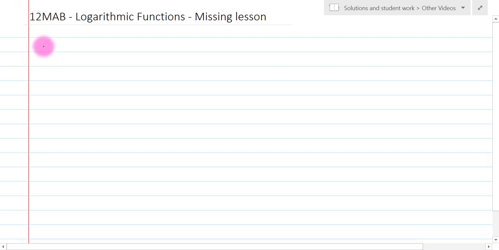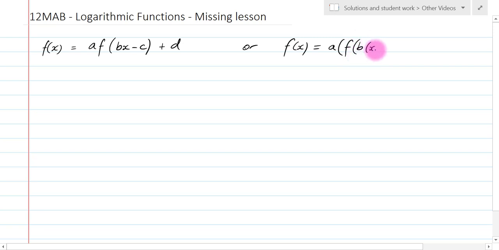Remember, our standard transformational form is that a function of x is transformed as a f of bx minus c plus d, or it could be a f of b, and then x minus c, plus d. I don't actually need that first bracket, so I'll take that one off. Either of those two forms is transformational form, and this one you'll see is more common in the trig function area, and this one's common in the quadratic functions and areas like that.